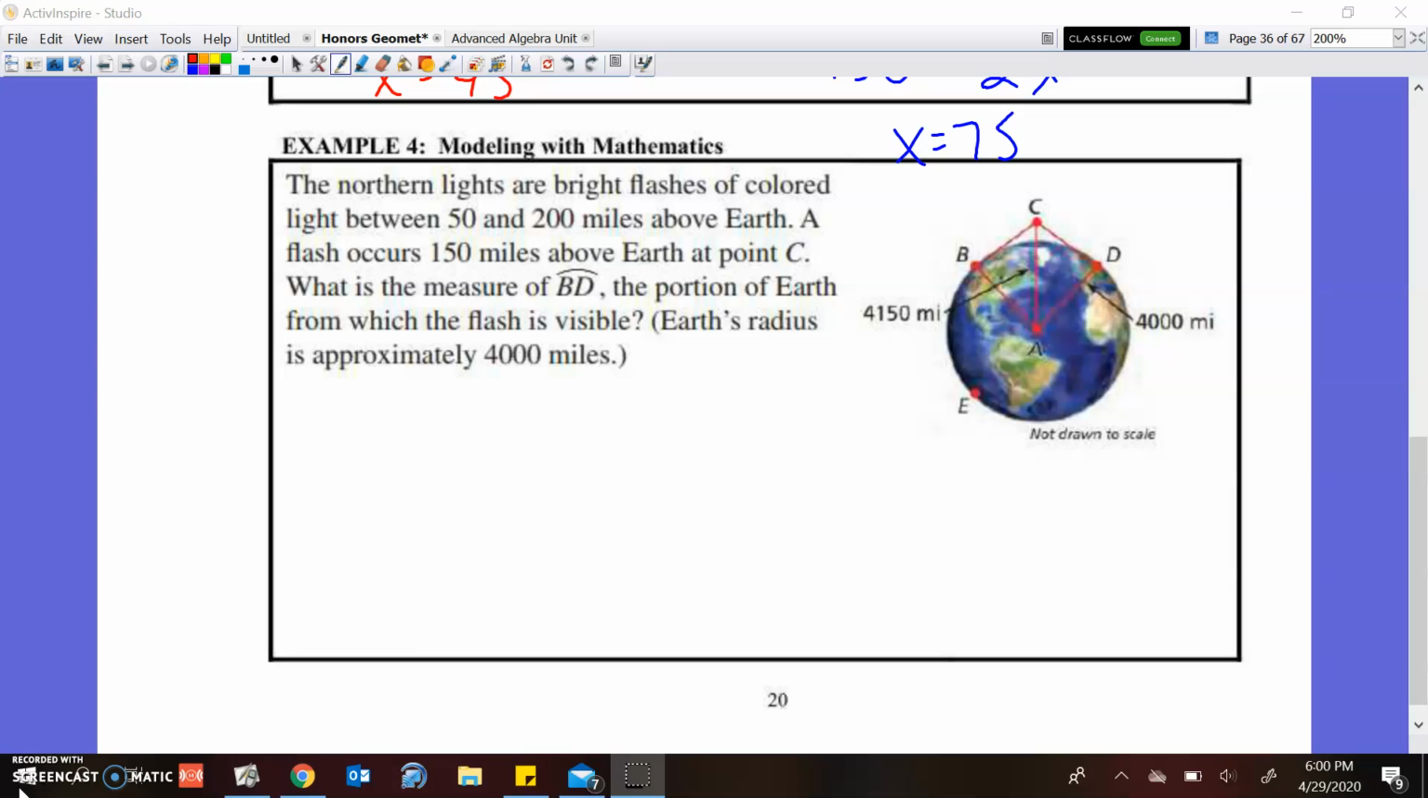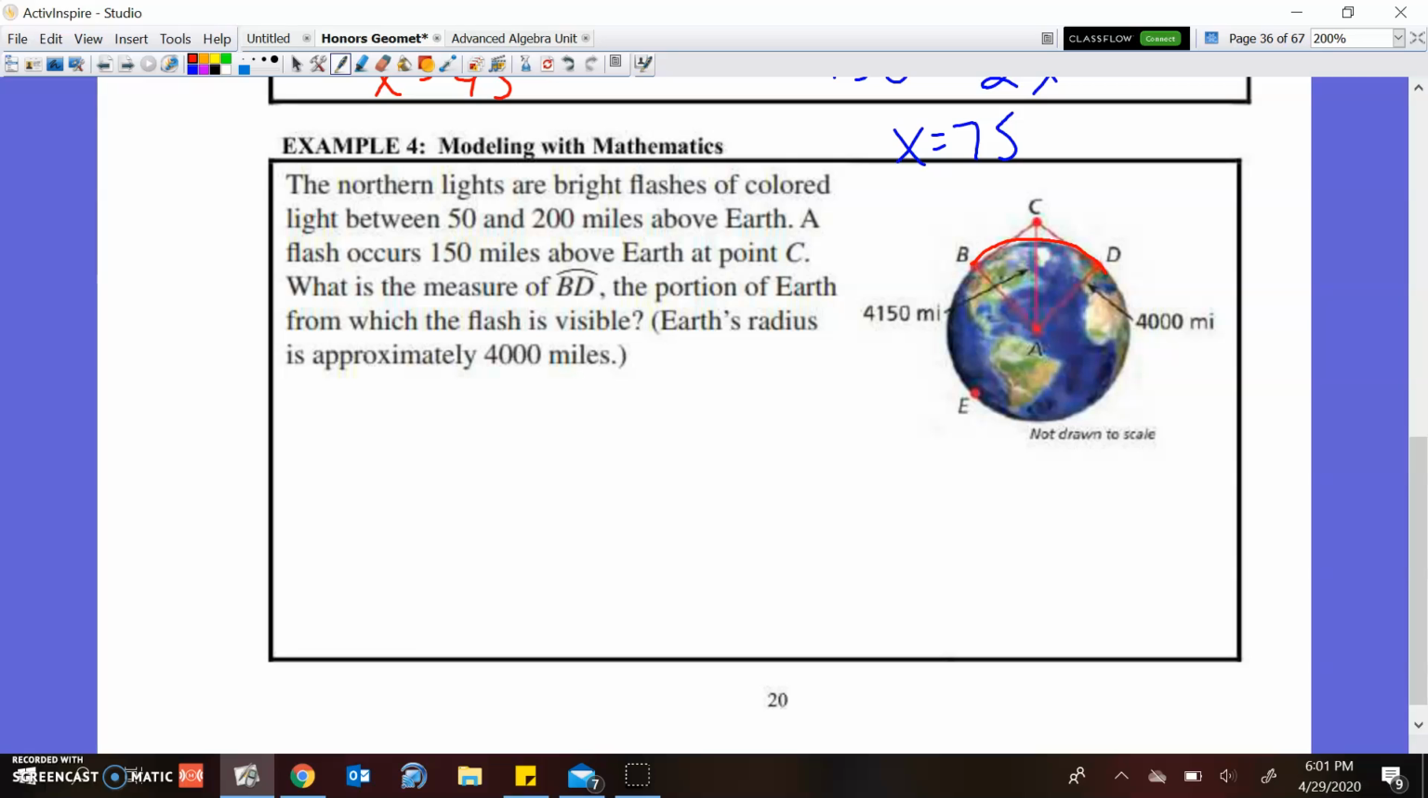But the Northern Lights are bright flashes of colored light between 50 and 200 miles above the Earth. Now, a flash occurs 150 miles above Earth at point C, so it's right there. What is the measure of arc BD? They want this entire arc measure here. What is the measure of arc BD, the portion of the Earth from which the flash is visible? The Earth's radius is approximately 4,000 miles.